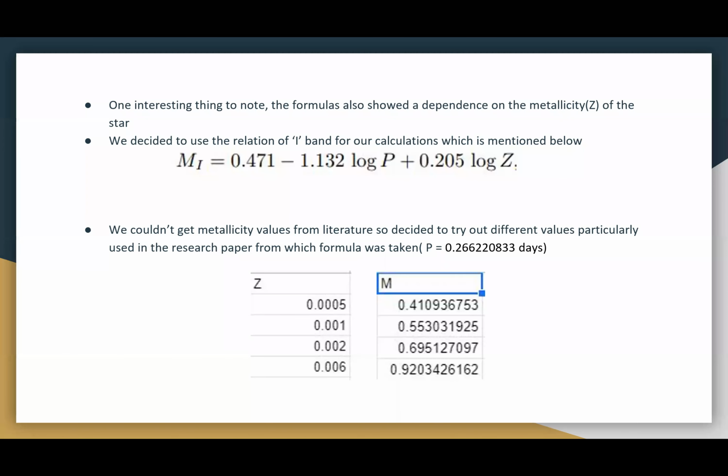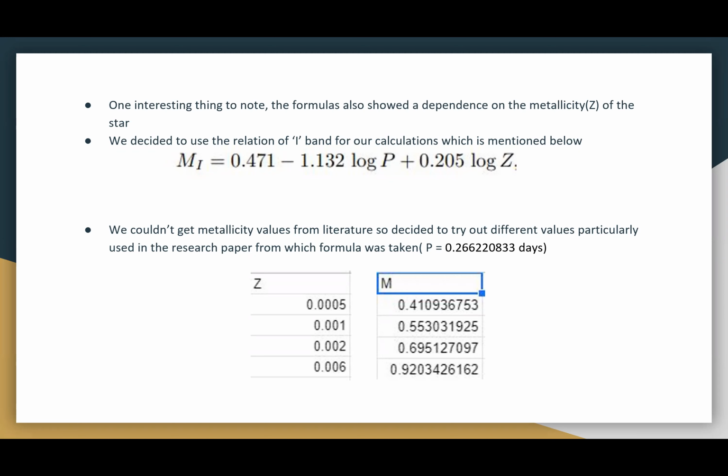So looking at the graph shown in the research paper, and on the assumption that I band is near R band, the data we took was in R band, so we decided to use the relation for I band. There's not a well known relation for visible bands for RR Lyrae stars.